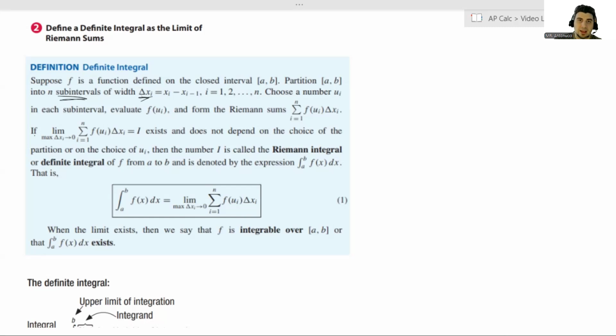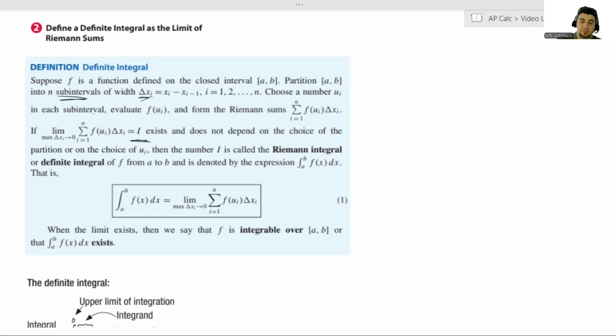Then, if that limit exists, we'll call it I, and it does not depend on the choice of the partition. So how wide we make each interval or not, because we're picking the biggest one and forcing it to go to zero, which is going to make all the other widths approach zero. And it doesn't depend on the choice within each subinterval.